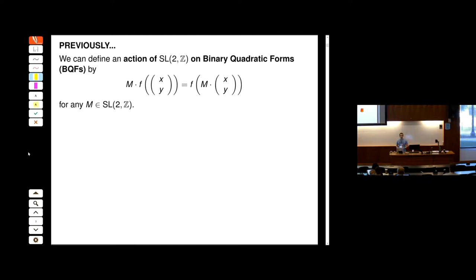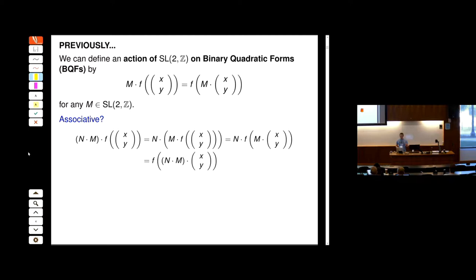One, somebody asked, is this an associative law? And I had stage fright, and I didn't know what to say. Yes, it is, of course, associative, just because matrix multiplication is associative, and the way the law is defined, the action. And second, somebody pointed out, why aren't you doing the GL2Z action?